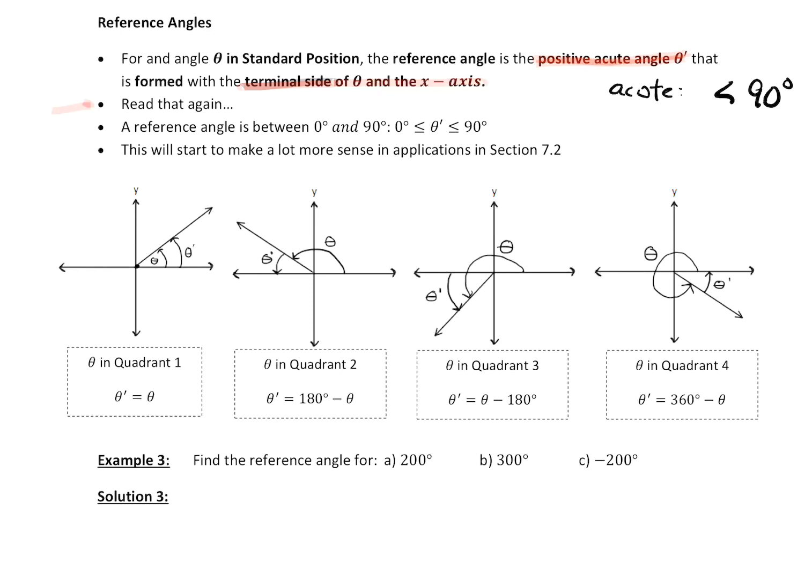And you'll see here, read that again. A reference angle is in between 0 and 90 degrees. This is going to make a whole lot of sense when we start using it in section 7.2, 7.3, and so on and so forth. Now, in quadrant 1, your angle is an acute angle with the x-axis, so your reference angle is the same.